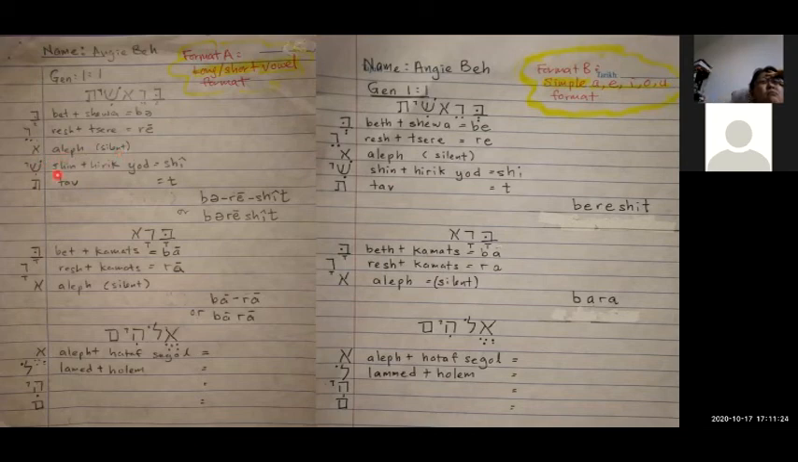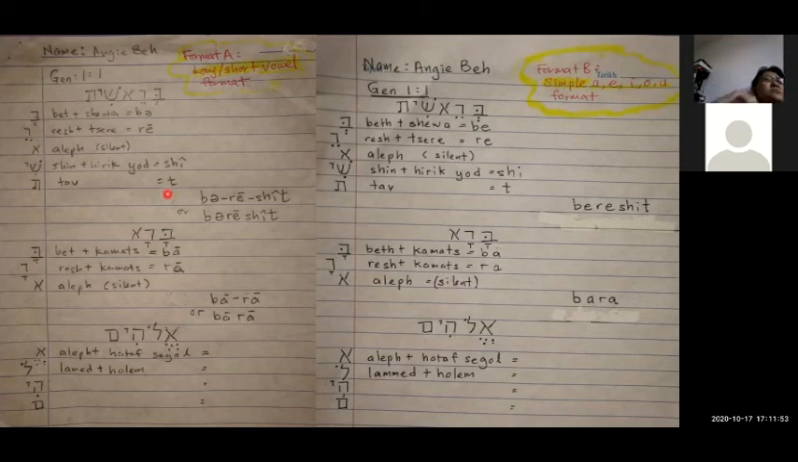Then you have Shin with the Hirik Yod. So it is the long I vowel. So you'll write Shin plus Hirik Yod, which gives us "she." And remember, Hirik Yod is I with the circumflex, with the cap on top. That's how you will write it. Then the last letter is Tav, and you will just write it as T.